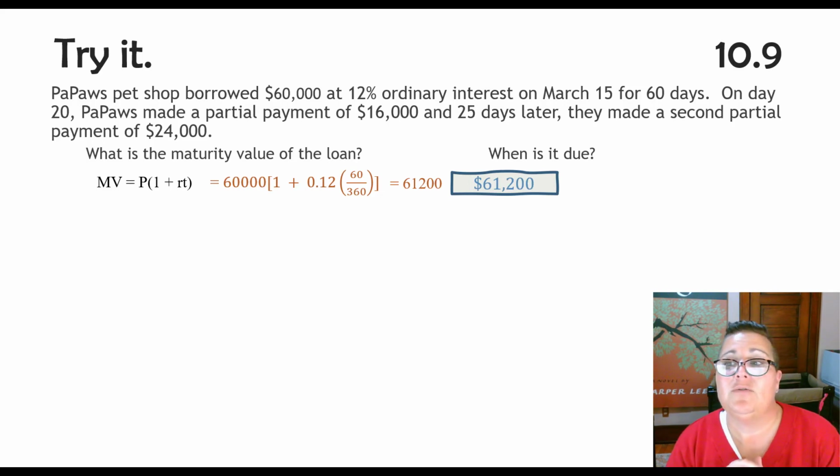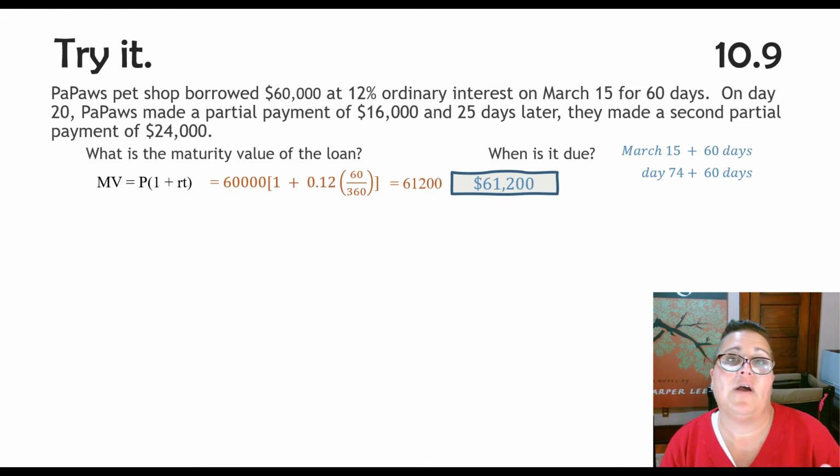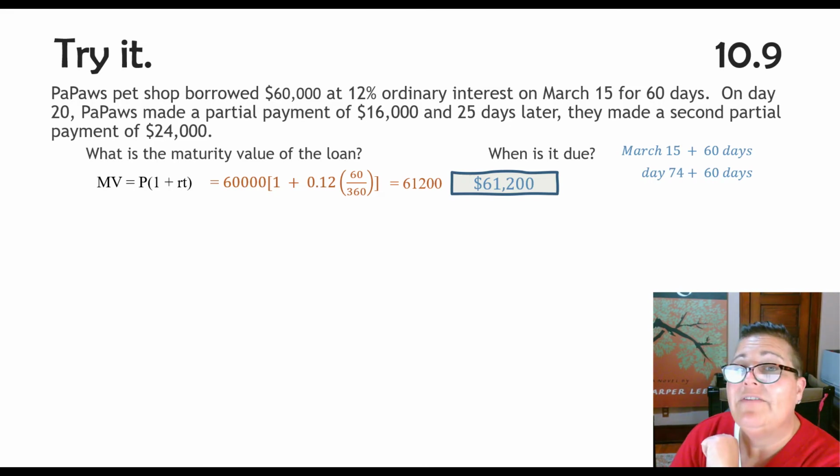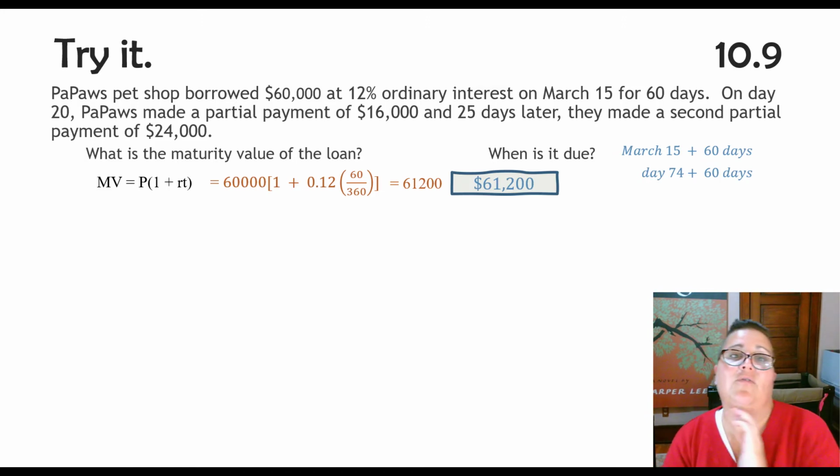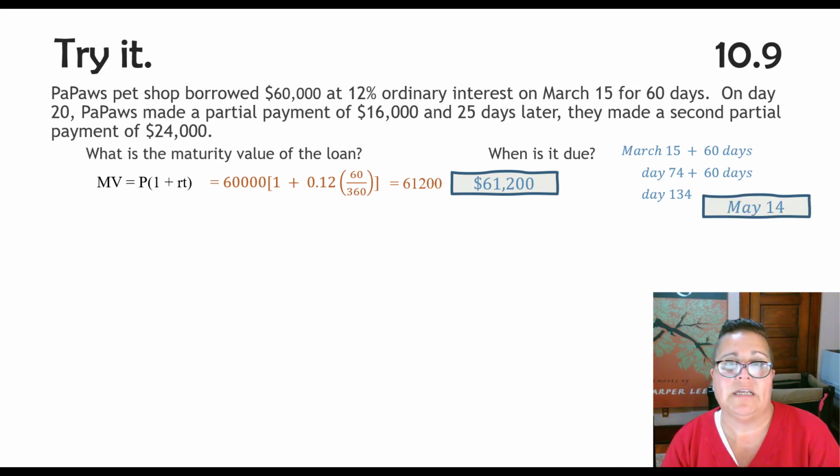We know that the loan date is March 15th and that they have 60 days to pay. So 60 days from March 15th, which if you look it up is day 74. So day 74 plus day 60 is day 134. Reverse lookup on the days in the year chart gives you May 14th.